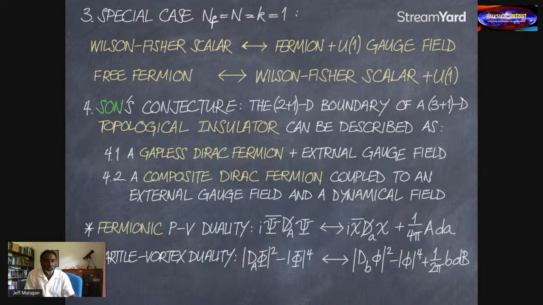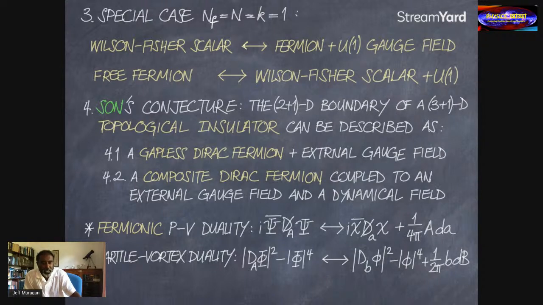And this theory then looks like one half (dφ)² minus λ over 4 factorial φ⁴. So it has no mass term. It's a massless scalar with a φ⁴ interaction. And the statement here is that this Wilson-Fisher scalar is dual to a single fermion coupled to an abelian gauge field with Chern-Simons kinetic term. I'll come to that in a little bit.